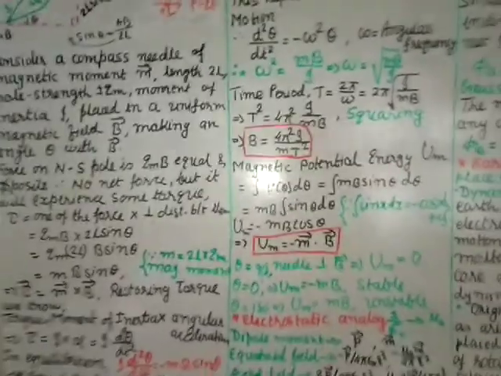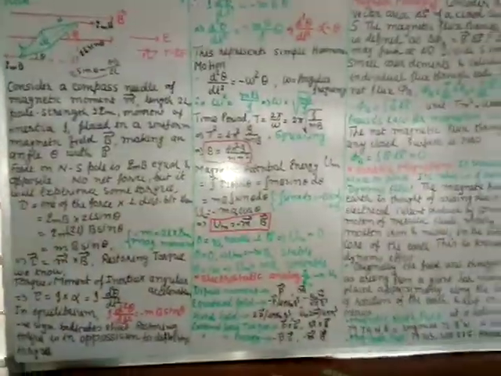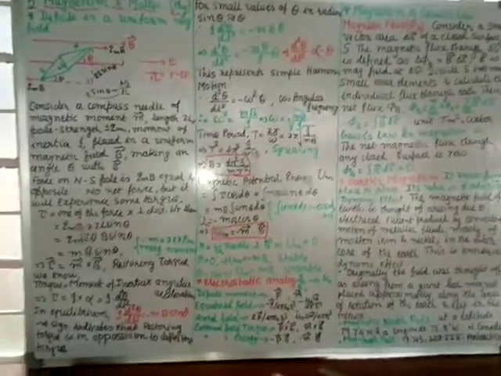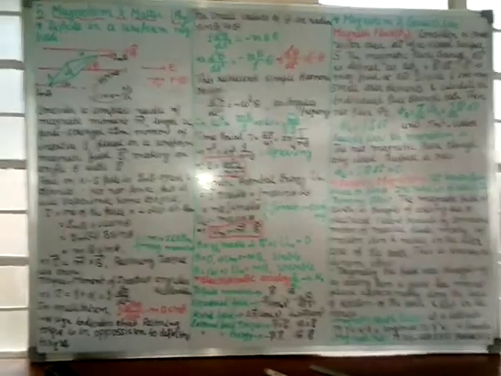So today we shall keep this much, that a dipole in a uniform magnetic field will have oscillation. Here it is simple harmonic motion, and we have derived the formula for that, and also we have derived the potential energy in a magnetic field.